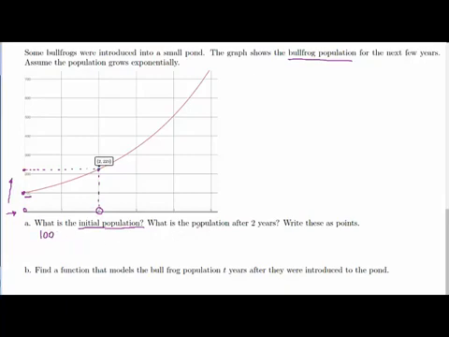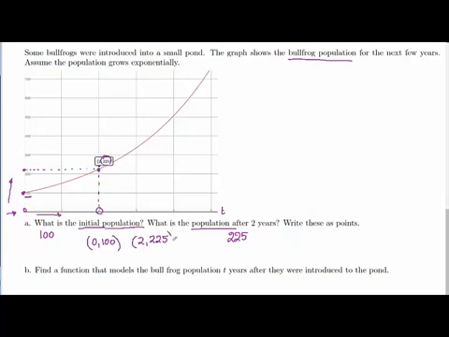Now I want to know how big the population will be after 2 years. So what I need to do is go to the horizontal axis, find the point 2, that is the T. So after exactly 2 years, I'm going to find the point on my curve that gives me 225, and this is the number of frogs in the pond at that time. So I have 2 points. 2 points are given for this function. The one point is (0, 100), and the other point is (2, 225).